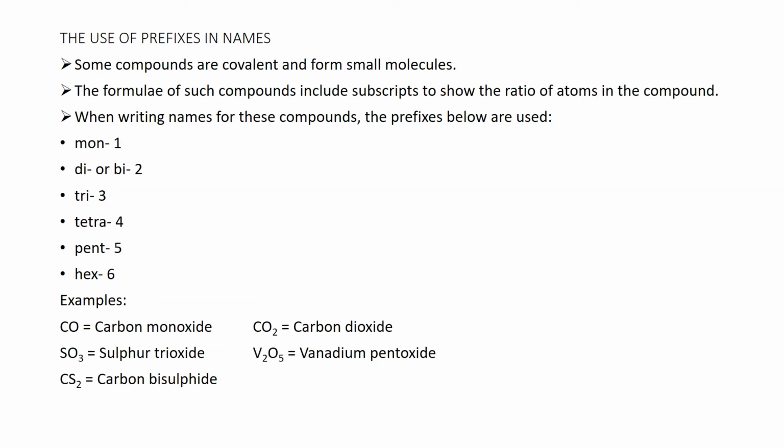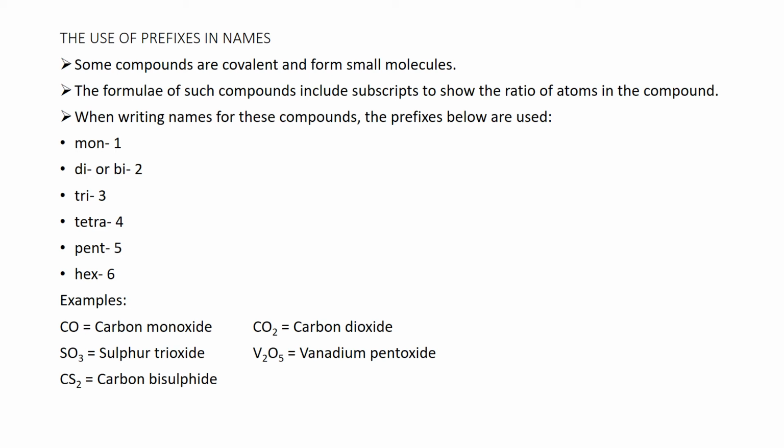How do we use prefixes in names? Some compounds are covalent and form small molecules. Again, you're going to understand covalent bonding as soon as we start chemical bonding. The formulae of such compounds include subscripts to show the ratio of atoms in the compound. When writing names for these compounds, we use the prefixes mon for 1, di or bi for 2, tri for 3, tetra for 4, pent for 5, and hex for 6.